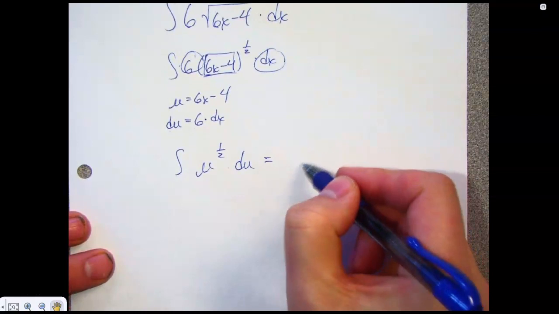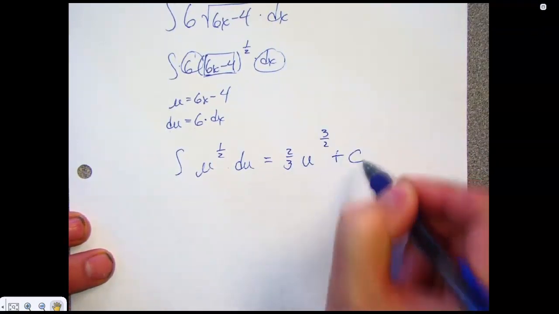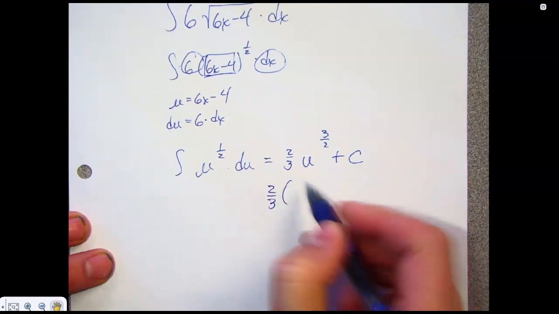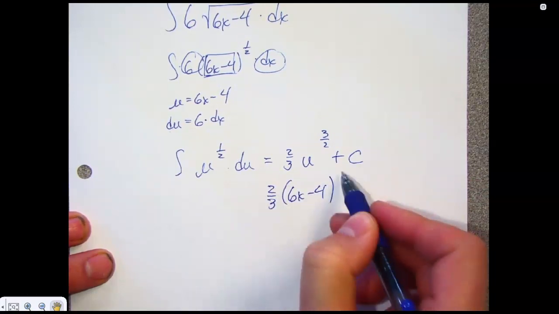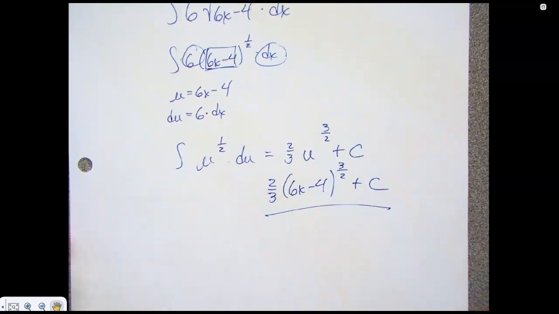So now I can integrate. So add 1 to the power is 3 halves. Multiply by the reciprocal is 2/3. And then plug back in. That's your answer. How many of that? Questions on that one anywhere?